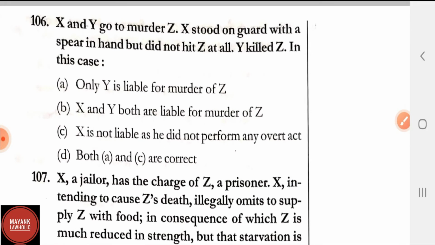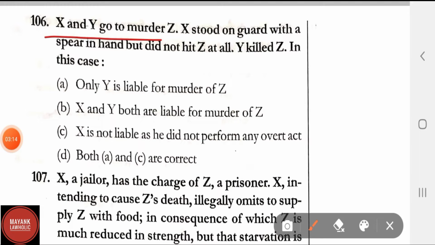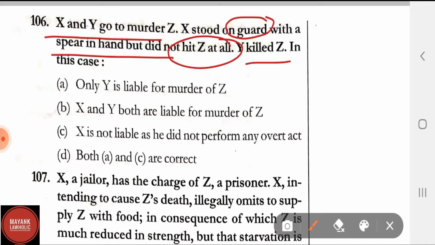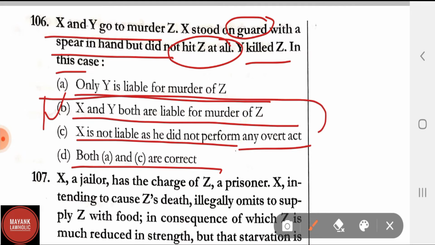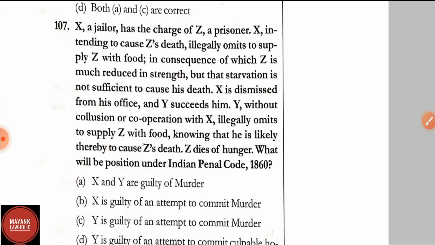Question number 106. X and Y go to murder Z. X stood on guard with a spear in hand but did not hit Z at all. Y killed Z. In this case, option A, only Y is liable for the murder of Z. Option B, X and Y both are liable for the murder of Z. Option C, X is not liable as he did not perform any overt act, and option D, both A and C are correct. Here the correct answer is option B, that is X and Y both are liable for the murder of Z.